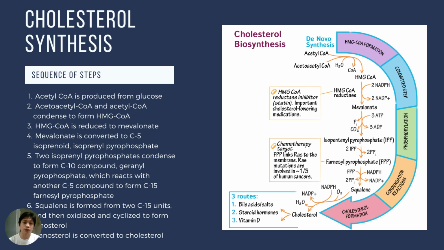Squalene is formed from 2 farnesyl pyrophosphate molecules, so we have a total now of 30 carbons, and it is cyclized, which means we form ring structures, and this produces lanosterol. Finally, lanosterol is converted to cholesterol.